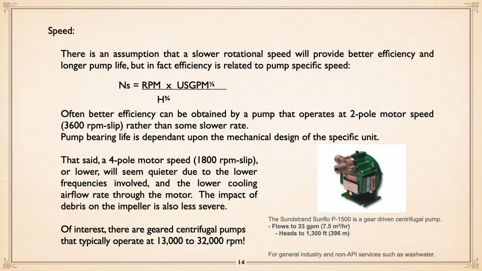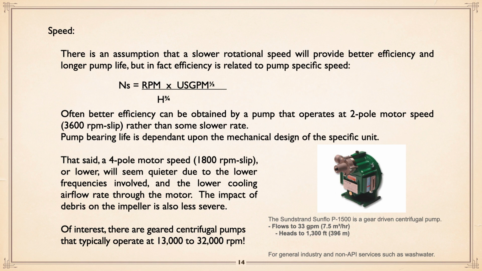Now, there are geared centrifugal pumps out there that typically operate between around 13,000 to 32,000 RPM. And here's an example of one, the little green pump. And you can see the size of it. At the back of it is where it mounts onto the motor. And inside there is a great big gear that is driven by a 2-pole motor, in other words, 3,600 slightly under. And where you see the little, almost looks like a toy impeller in bronze, the impeller in that thing is driven by a small gear. So that thing screams. And this particular pump is capable of up to 33 gallons per minute, not much, heads up to 1,300 feet.